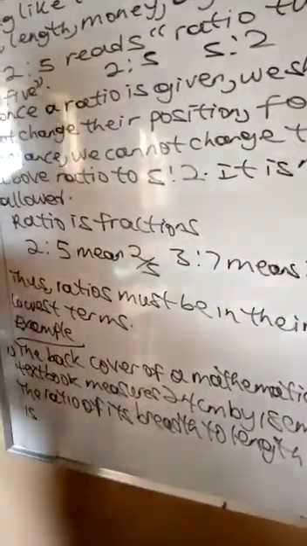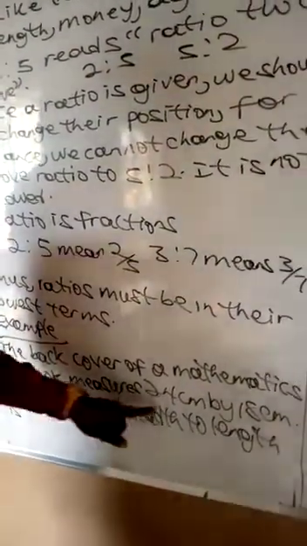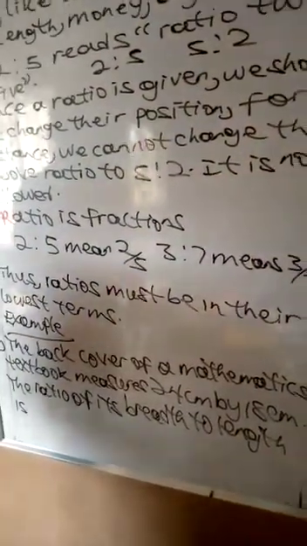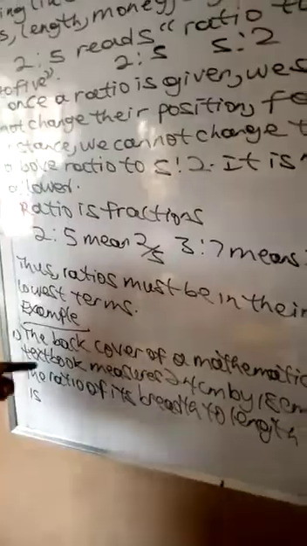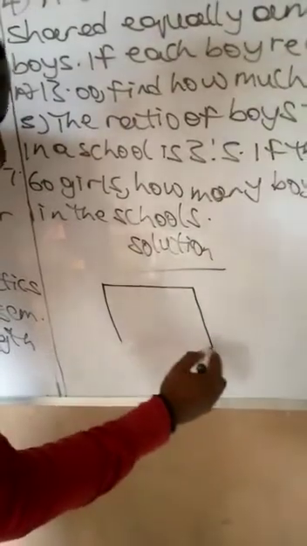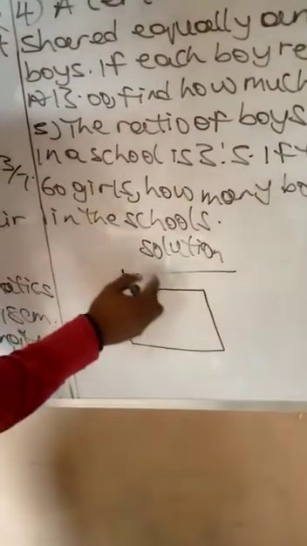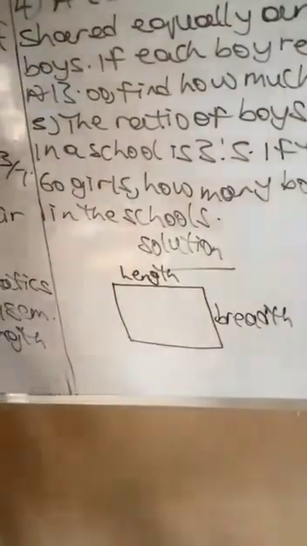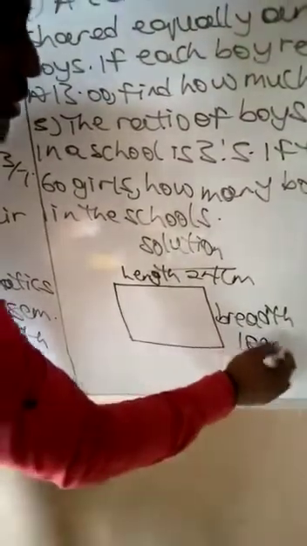Now look at the first question, which is example 1. The book cover of a mathematics textbook measured 24 centimeter by 18 centimeter. We are asked to find the ratio of breadth to length. A book cover is rectangular in shape, so this is the length, and then this is the what? The breadth. From the question, the length is 24 and the breadth is 18 centimeter.